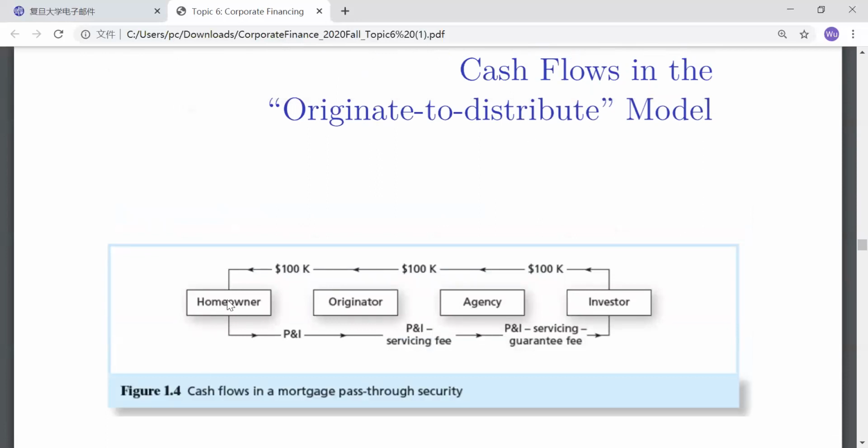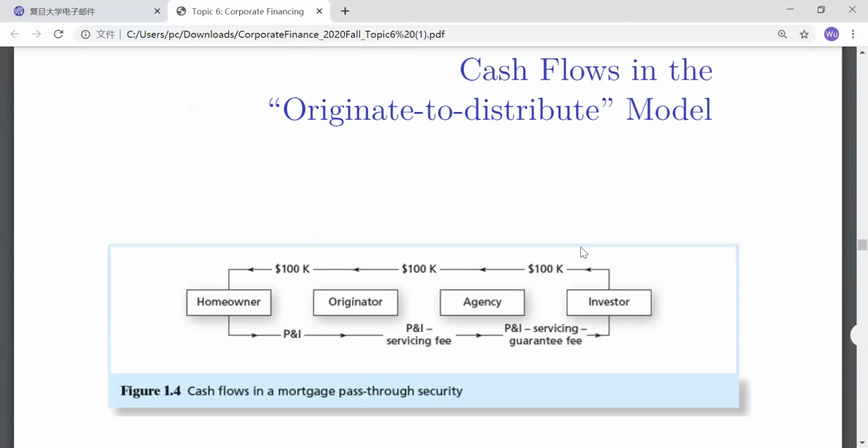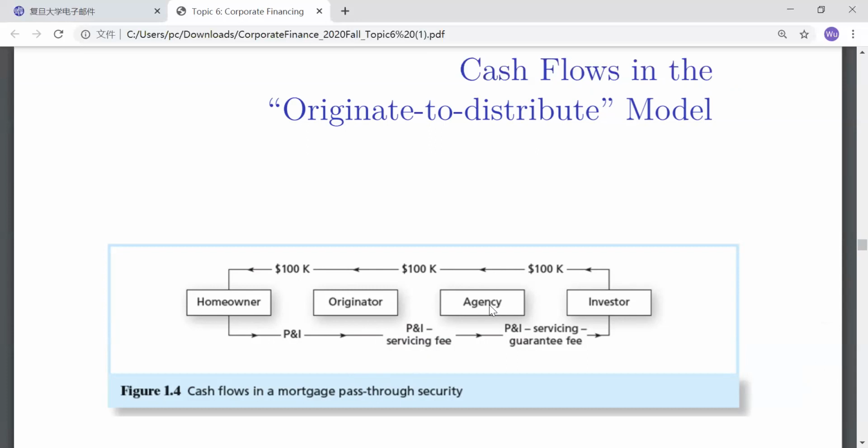Essentially you have a homeowner and the investor. The originator is the local bank. The agency is the federal Fannie Mae, Freddie Mac, right? Homeowners still borrow from the originator, and the originator is responsible for collecting the mortgage payments from the homeowner, and then they return the mortgage payments to the agency. The agency pays the originator the servicing fee, and then the agency typically sells those mortgage-backed securities to the investor, right?